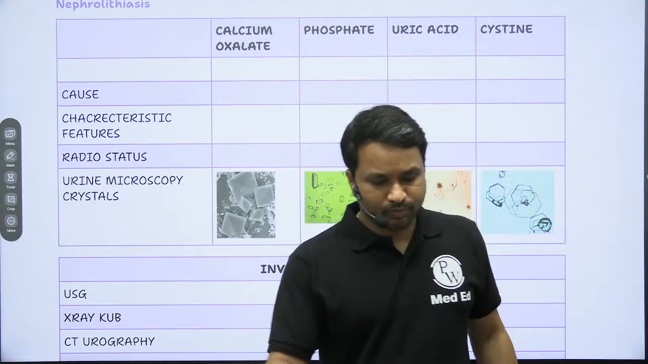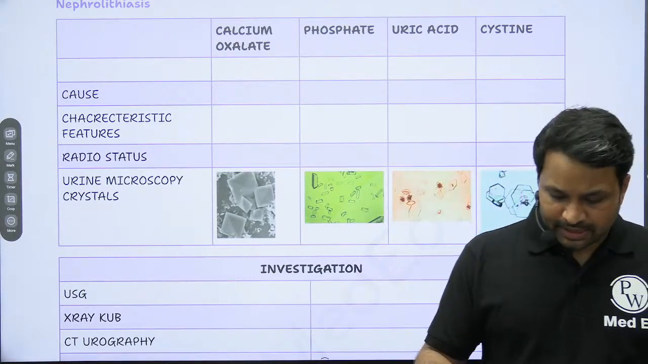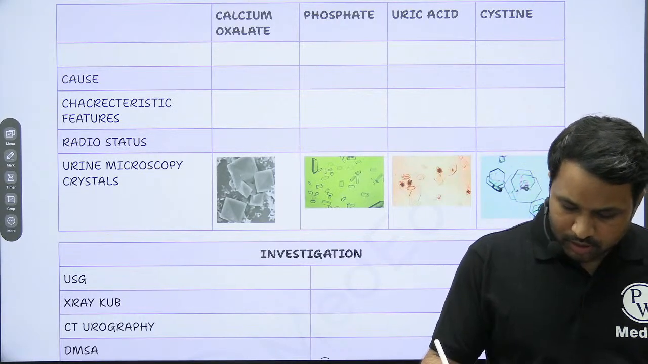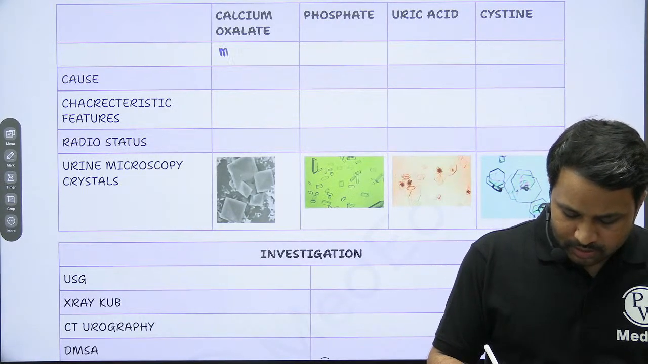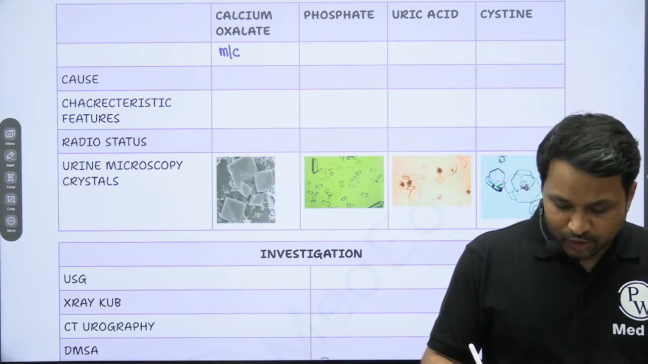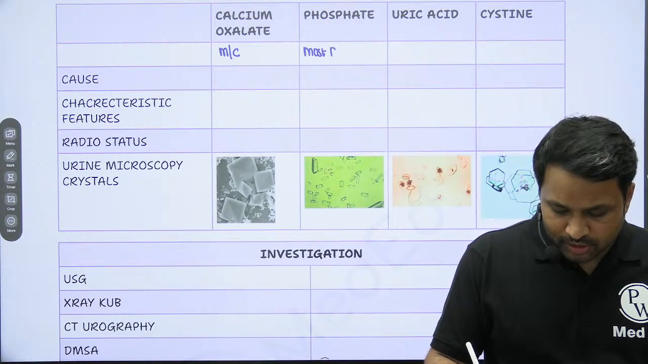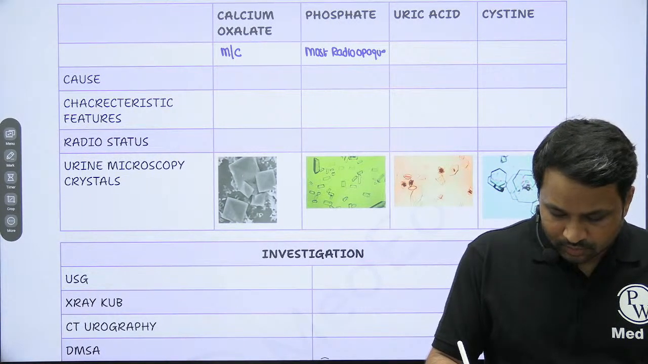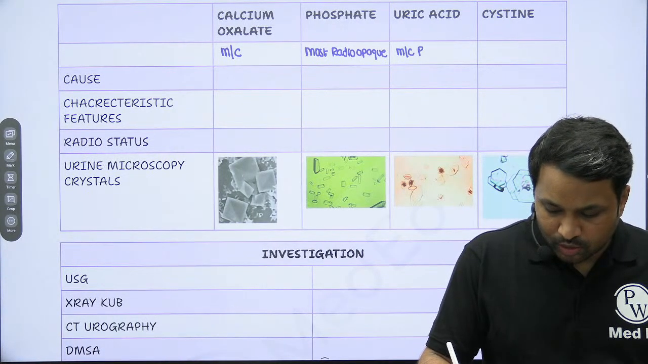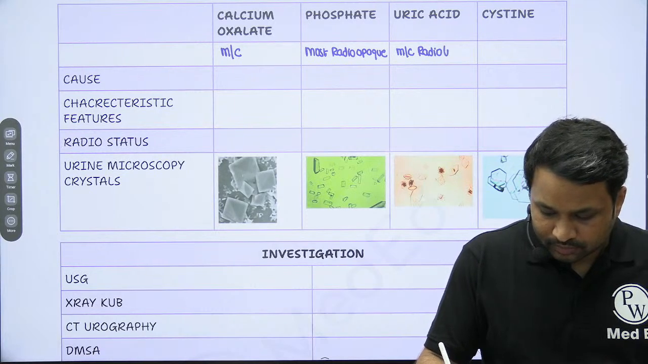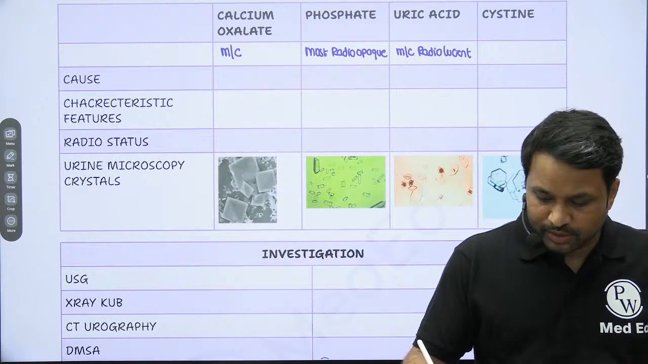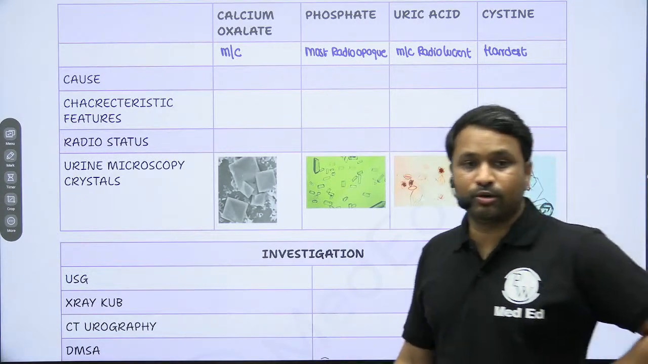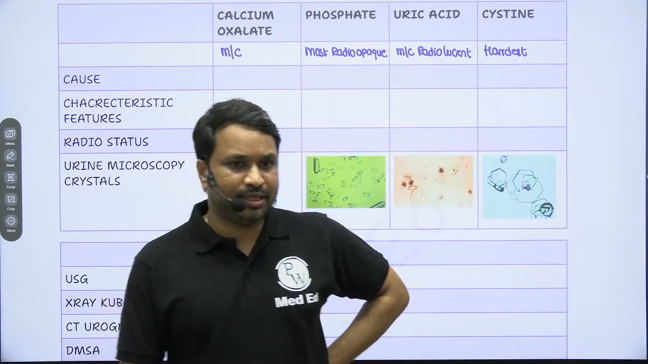Okay, so let's talk about nephrolithiasis, which is kidney stones. When you talk about the most common kidney stone, remember the overall most common kidney stone is going to be calcium oxalate. Phosphate is considered to be the most radio-opaque. The most common radiolucent is uric acid, and the hardest stone, that is a stone that cannot be broken down by ESWL, is going to be cystine stones.